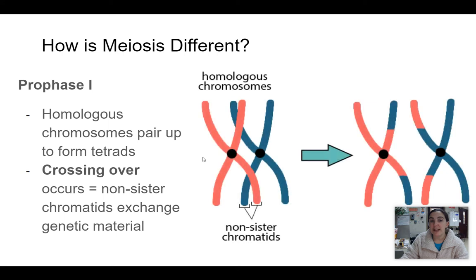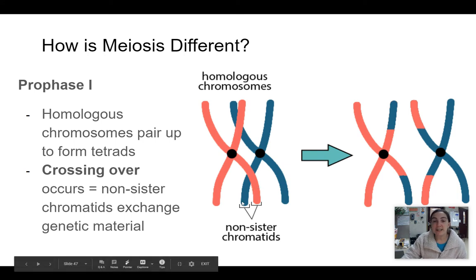And while they're in that tetrad, so here's a tetrad right here, you can see these two chromosomes. One of these, the pink one, might be the one that this person got from their mother. The blue one might be what they got from their father. They pair up to form this tetrad, this group of 4 chromatids. And while they're together, this interesting process called crossing over happens.